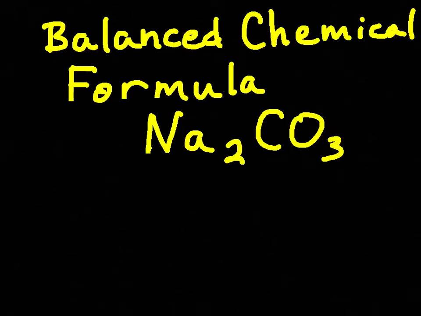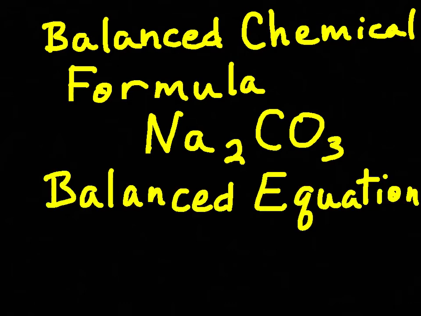Writing a balanced chemical formula means that the ions within a compound are balanced. The charge of the positive ion is equal to the charge of the negative ion based on how many ions are involved in the compound. This is a different process than balancing an entire equation, which involves coefficients.